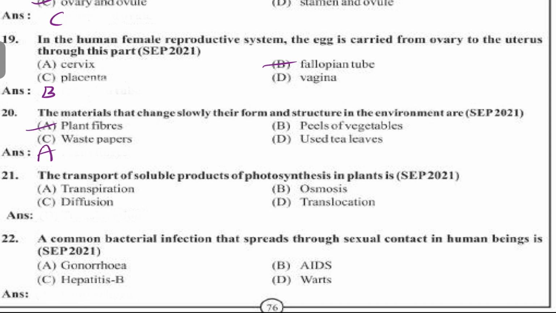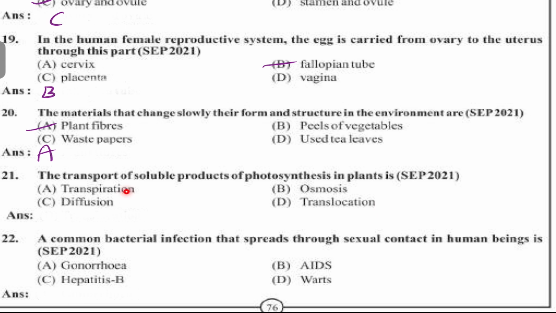Coming to the next question, the transport of soluble products of photosynthesis in plants is. What is that process called? It is nothing but translocation. This was also previously discussed in the question. That is, the soluble products of photosynthesis are transported among the plants. That process is called translocation.